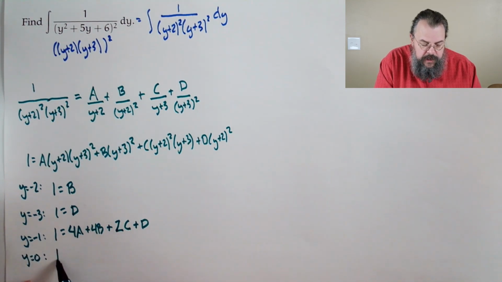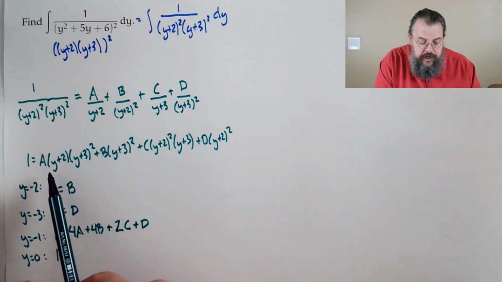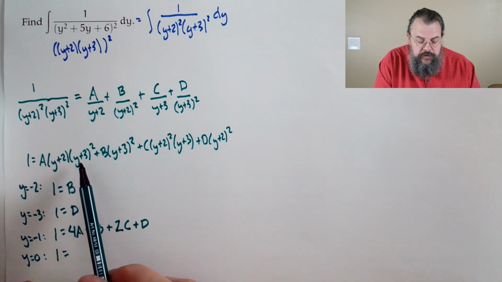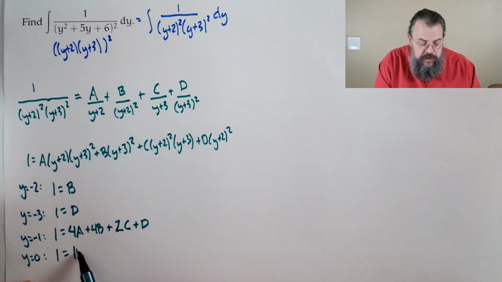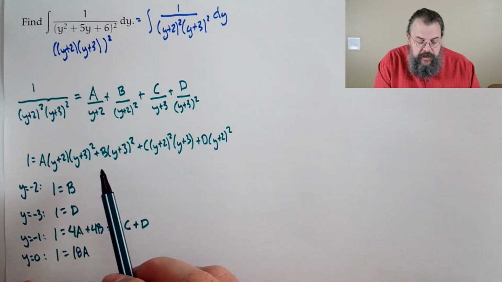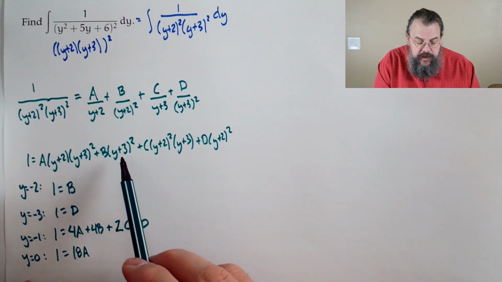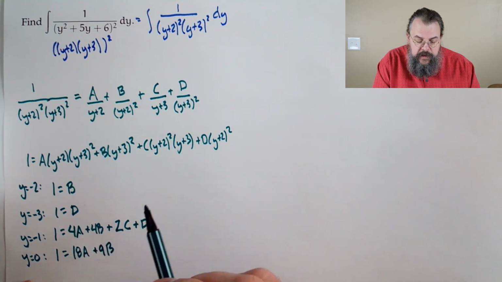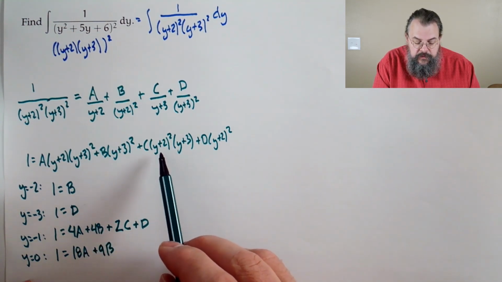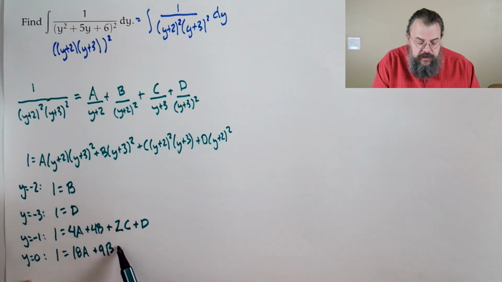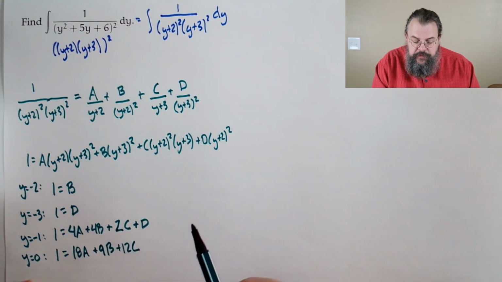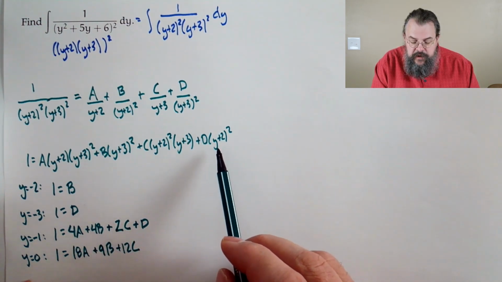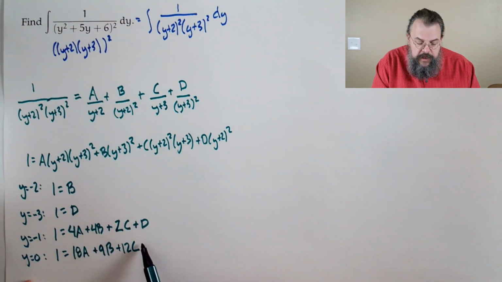Well, okay, so you get 1 equals, and now you're going to get a times 2 times 9, so 18a. And here you're going to get b times 9, all right, 9b. Here you're going to get c times 4 times 3, which is 12c. And here you're going to get d times 4, 4d. Okay, so there's the other one.